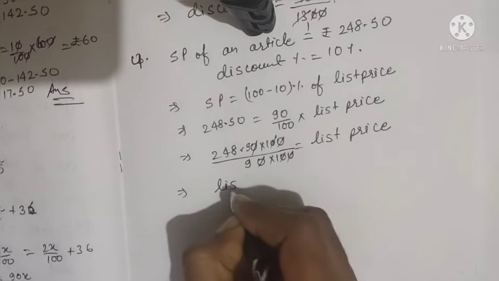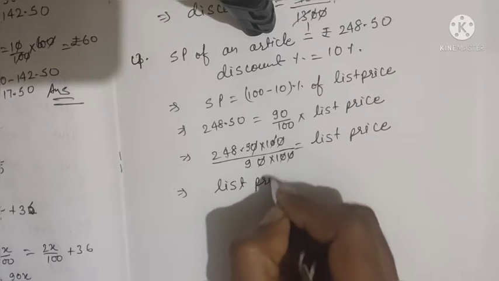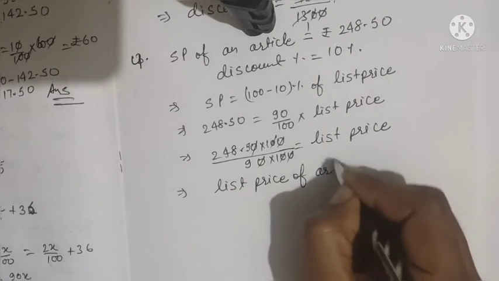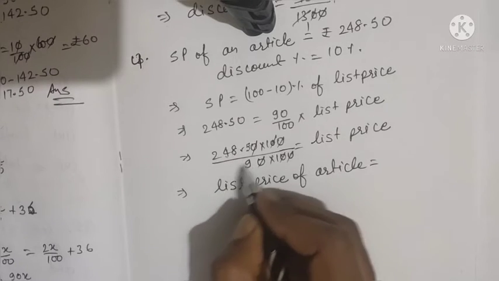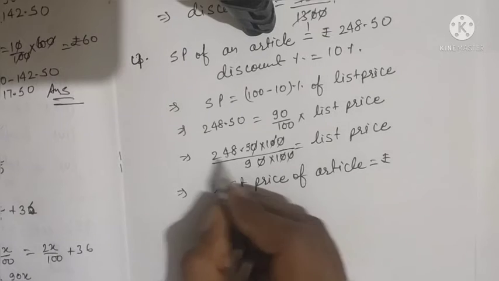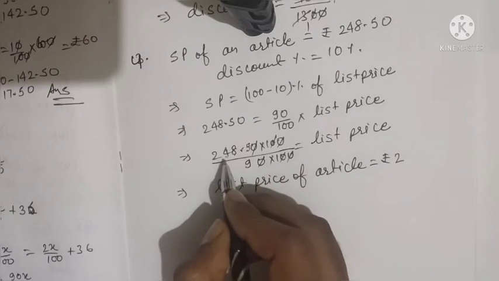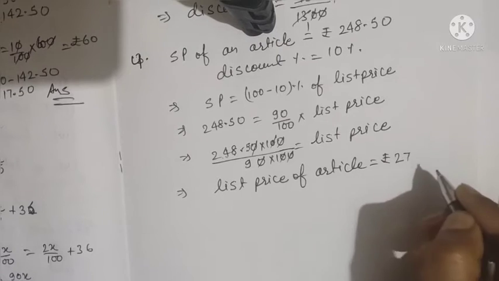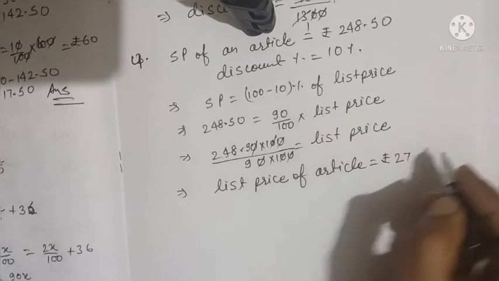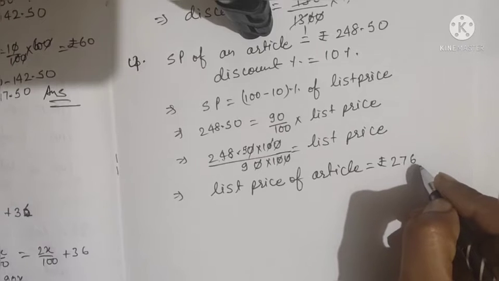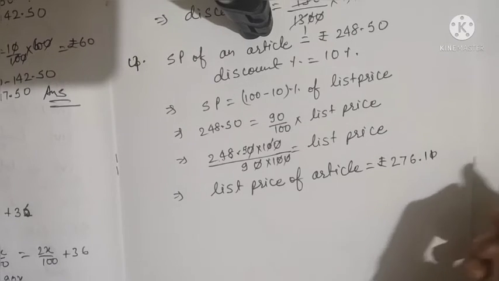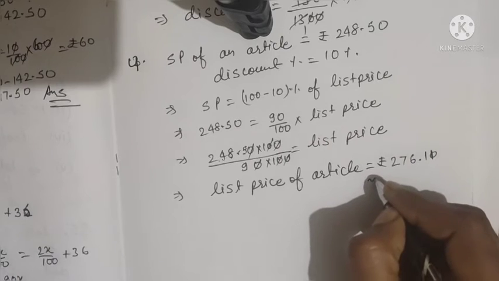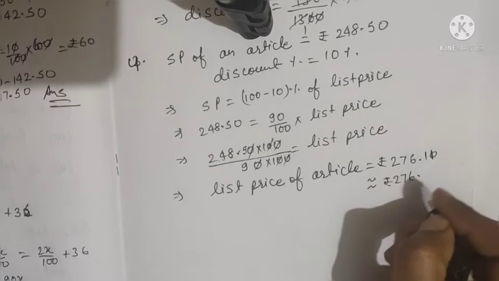That implies the list price of the article will be equal to 2485 by 9. Dividing by 9: 9 2s are 18, 6 carry 6, 8; 9 7s are 63, 5 carry 5, 5; 9 6s are 54. So it is around 276. And if you want it in decimal, then 1 1 1 1 and so on. So it is approximately rupees 276.